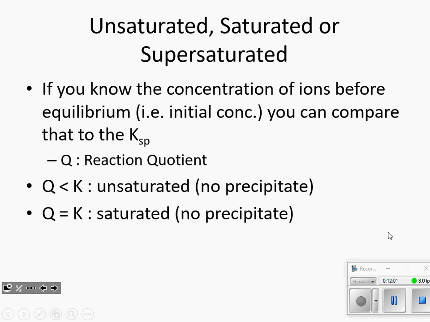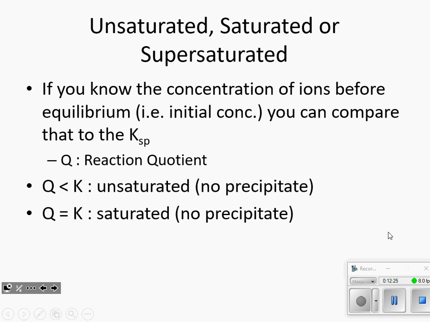If Q would equal K, that would be the maximum amount of ions that could be dissolved before they start pairing up to make a precipitate. Therefore, if Q equals K, it would be a saturated solution. However, still, no precipitate would be made because that's the most that could be dissolved.